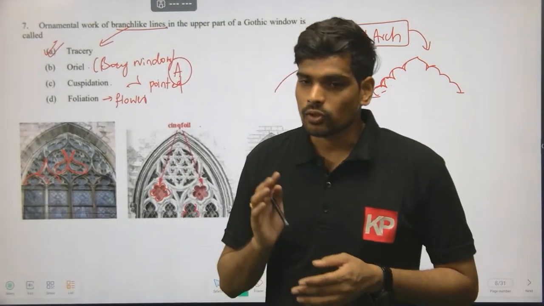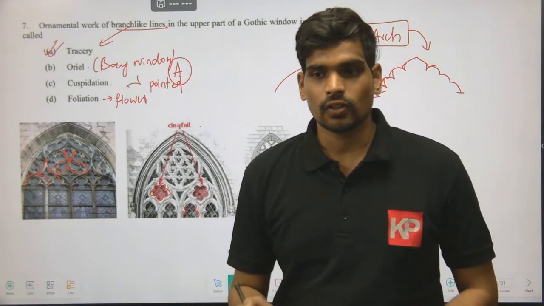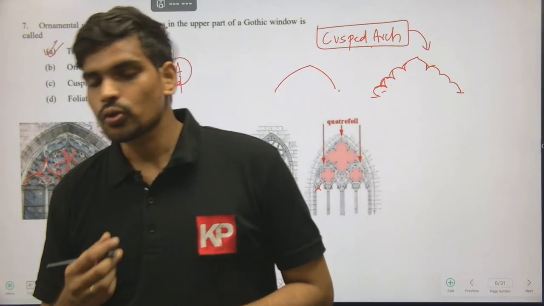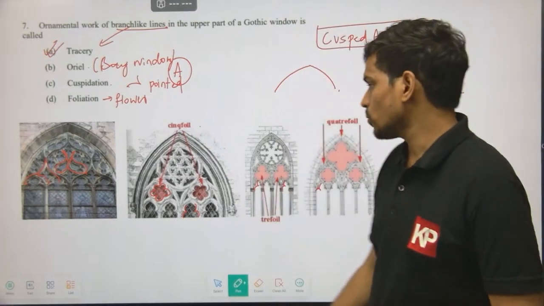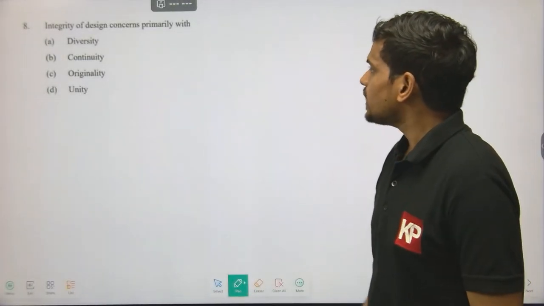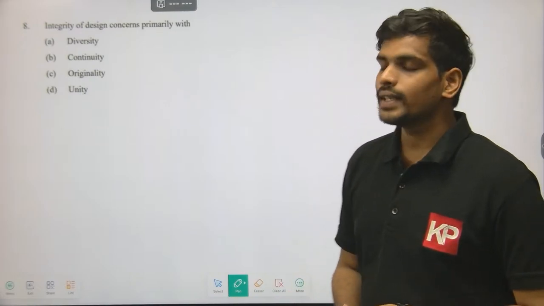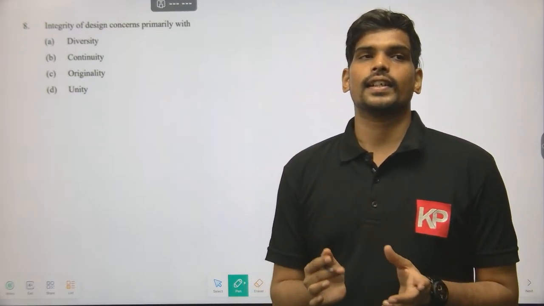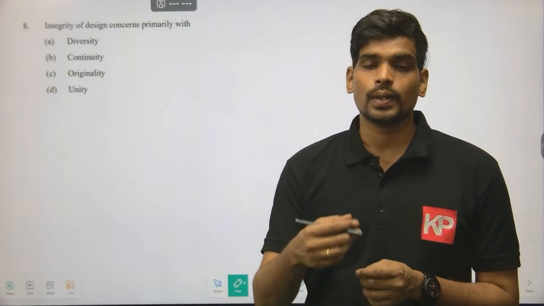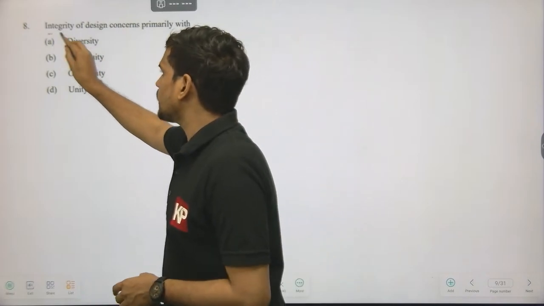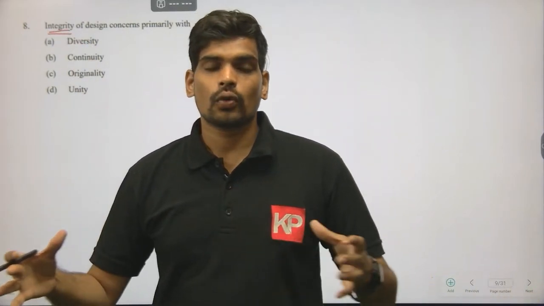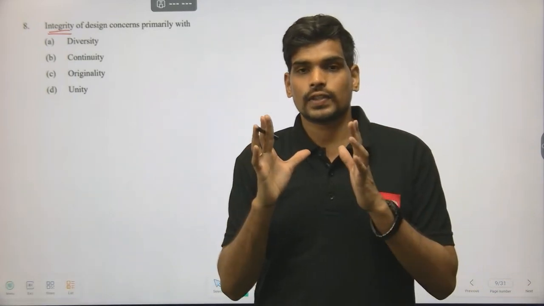Remember the important terms, not only in Gothic architecture, in all the historic styles under history of architecture, you should know the terminology and the elements used in that particular style. That's question number 7. Moving on to the next one, integrity of design concerns primarily with integrity. The term integrity, you can search on the internet or in any dictionary, just look for the meaning of what is integrity. Integrity is basically oneness. Integrity is basically cohesive, looking, feeling as if it is a single element.